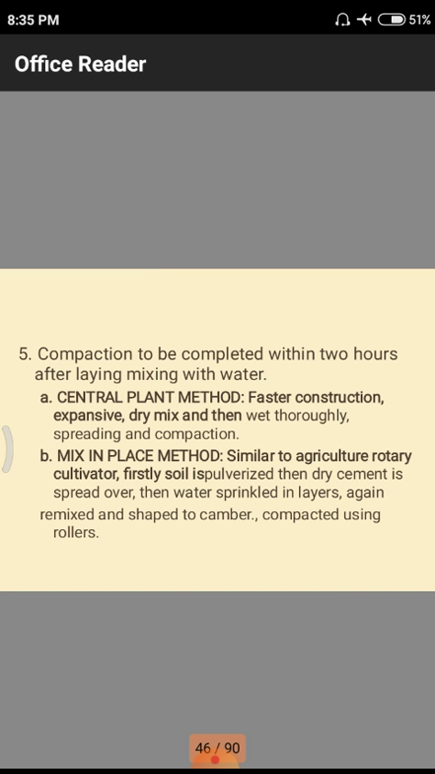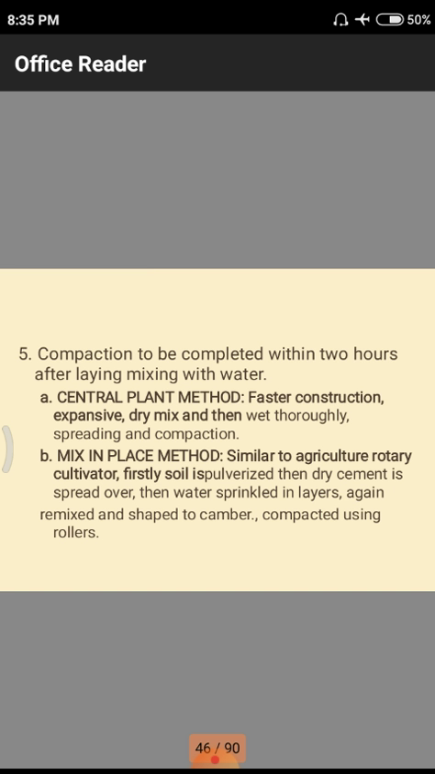Otherwise the total material will be wasted. We have to reduce those waste conditions and improve the material in a well graded manner. In these two methods, how do we handle the setting time of the cement? Here we have two methods. The first one is the central plant method, and the second one is the mix in place method.